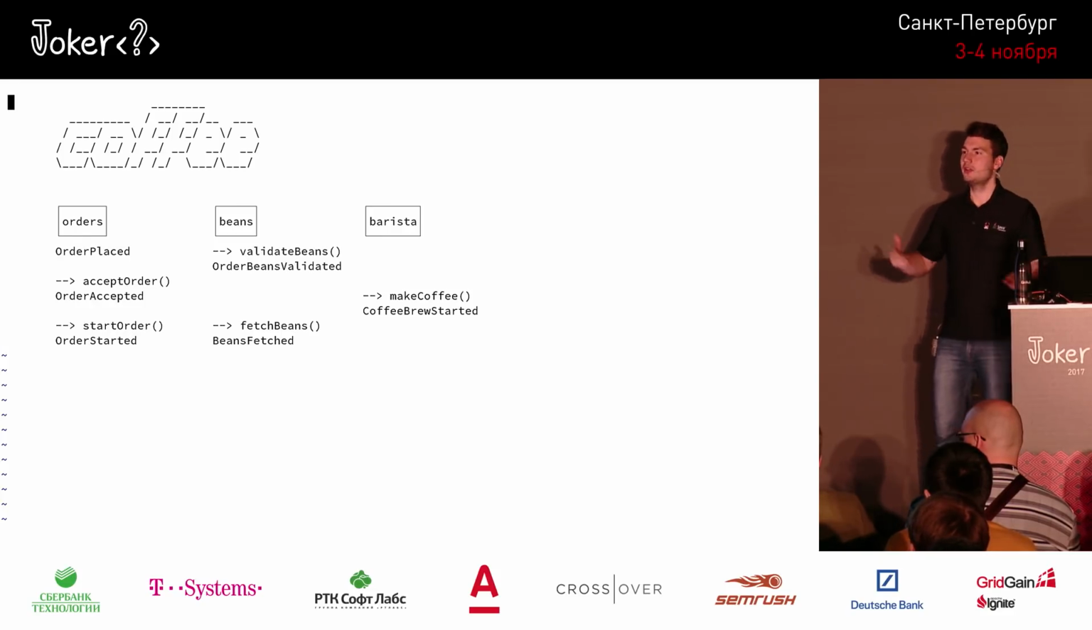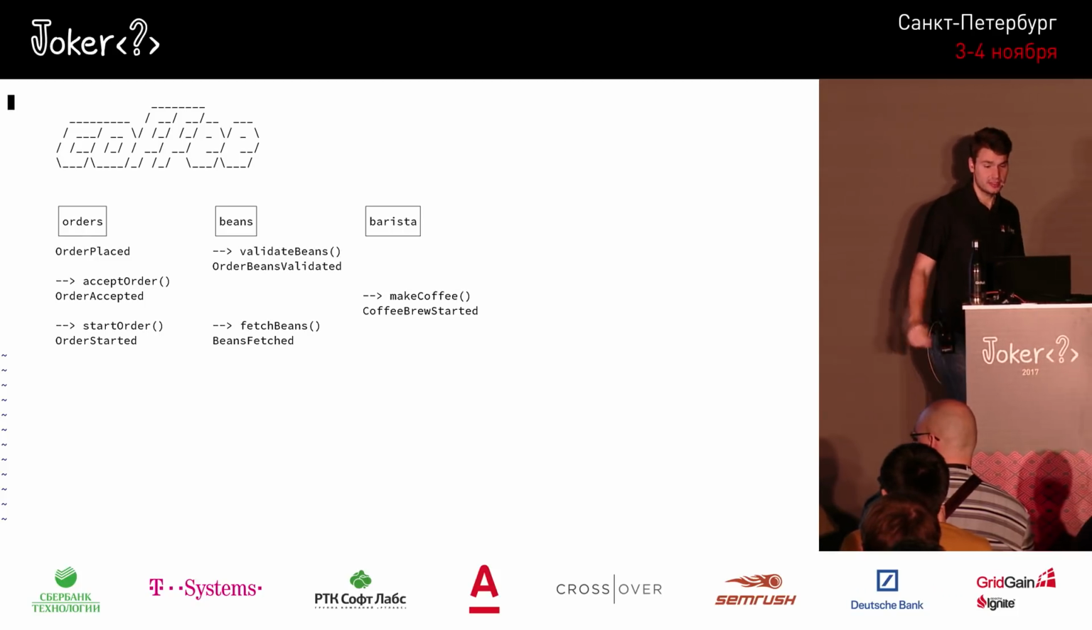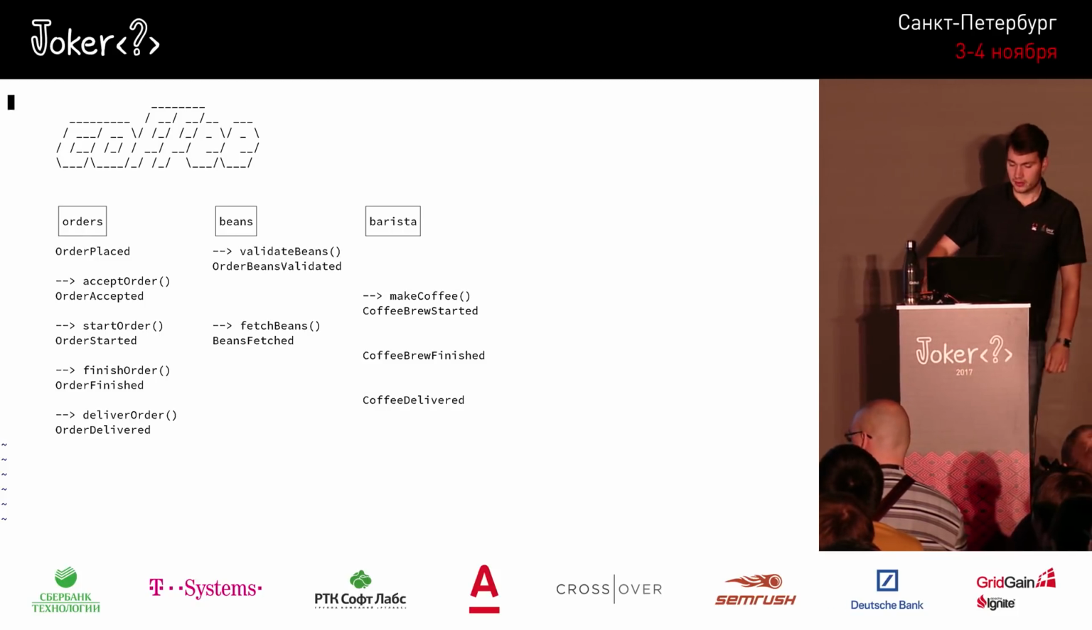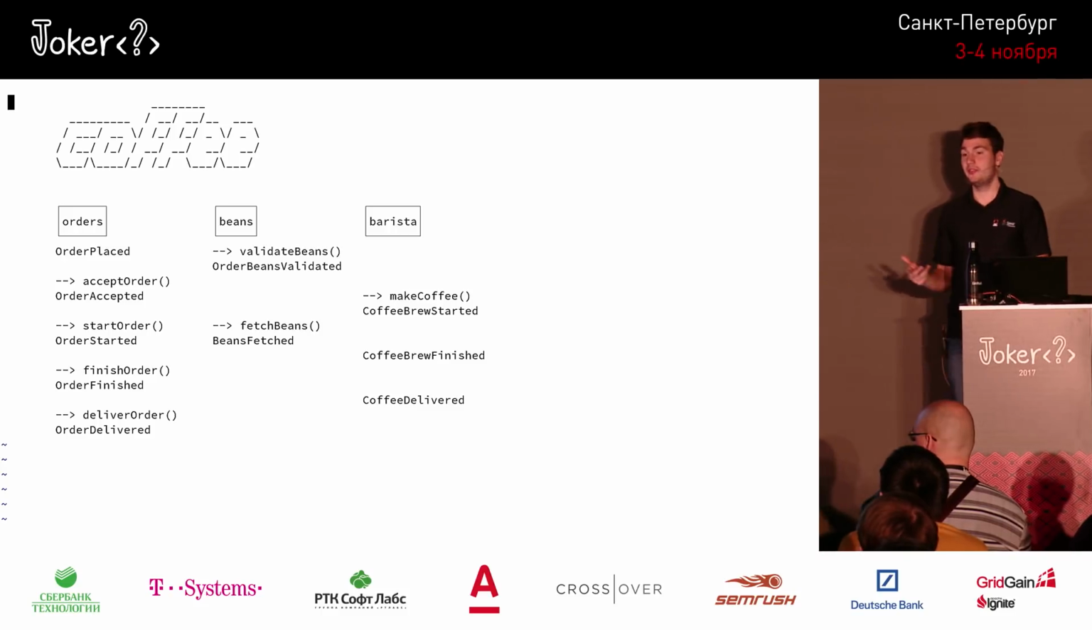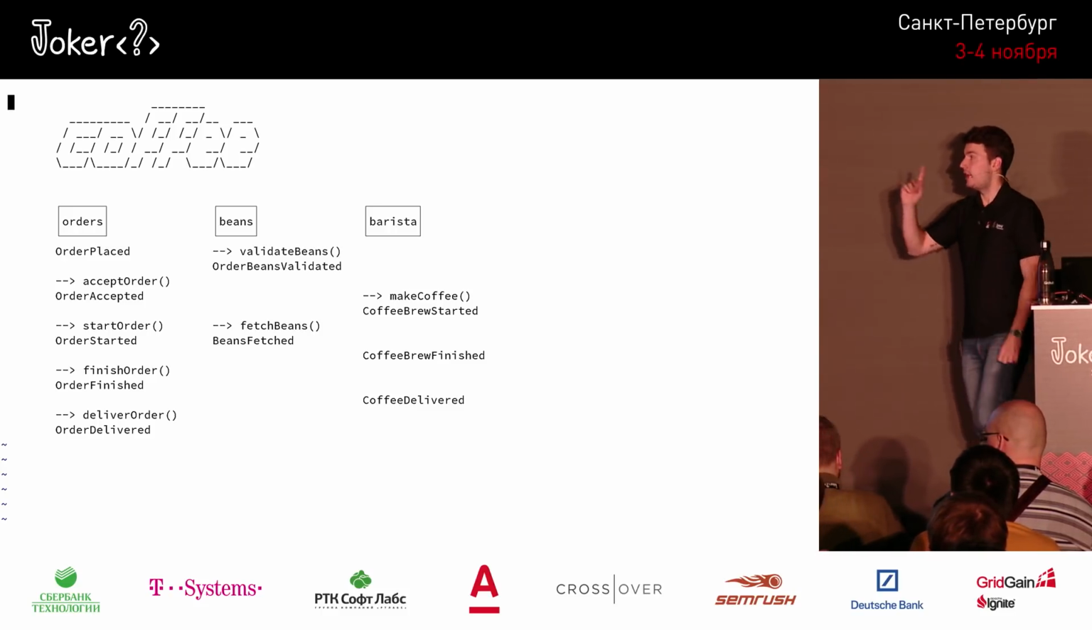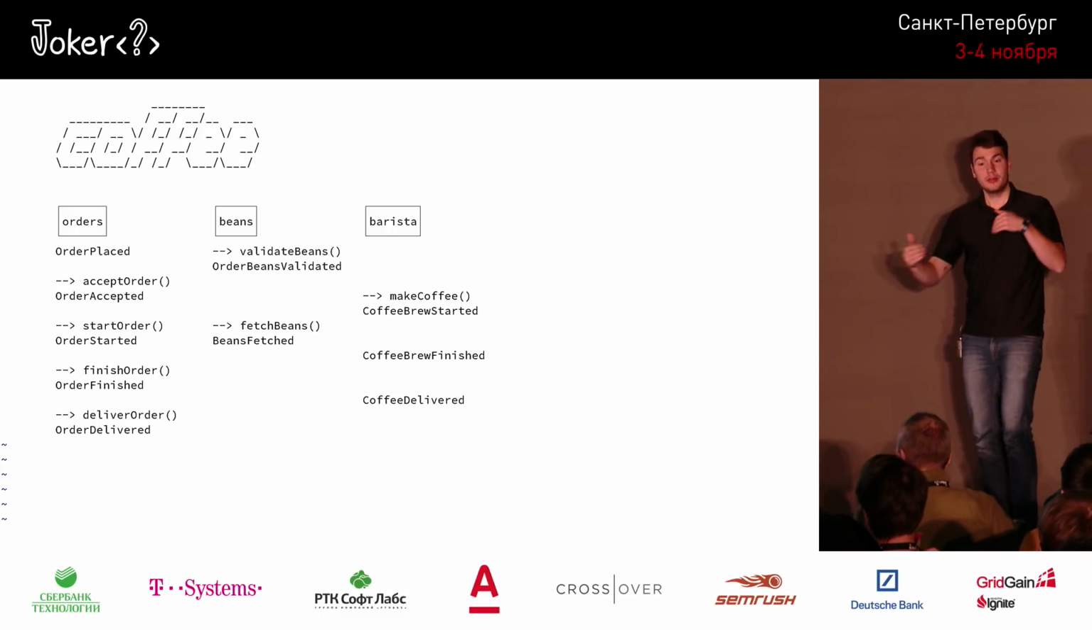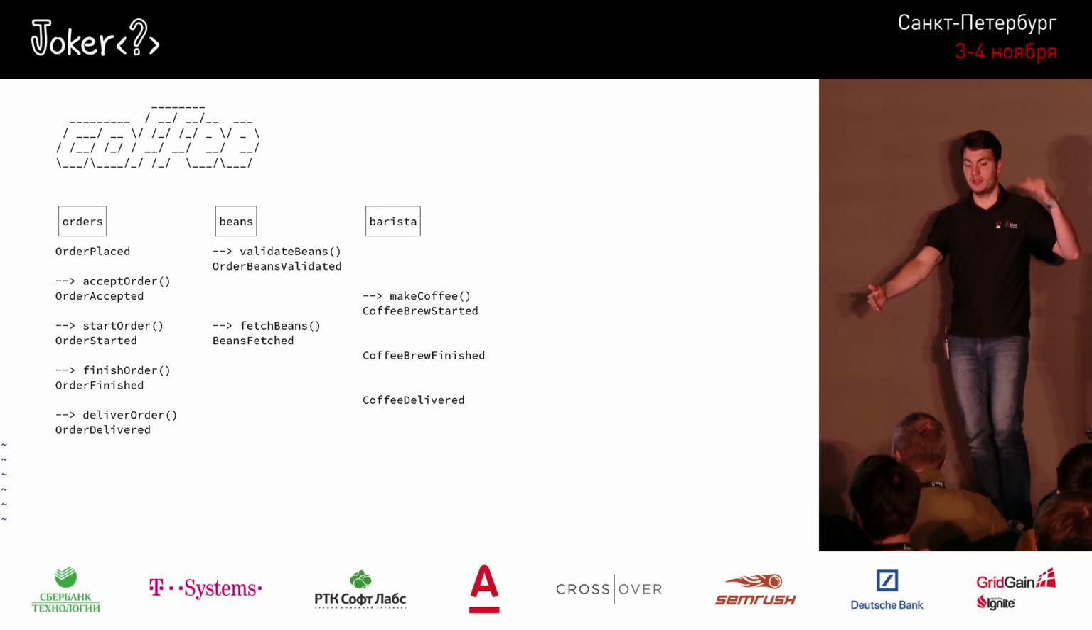We can now update the order again, say, okay, the order now has been started, and then beans will be fetched, and so on and so forth, and eventually the coffee will be finished and delivered. And now, order delivered, that's the very end of your business use case. You say order coffee at the beginning, and now the order has been delivered.